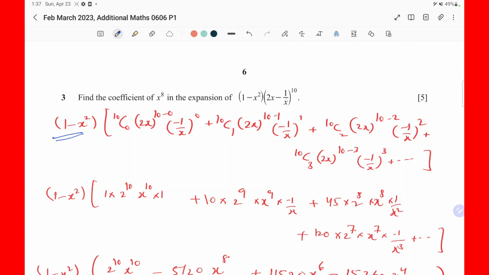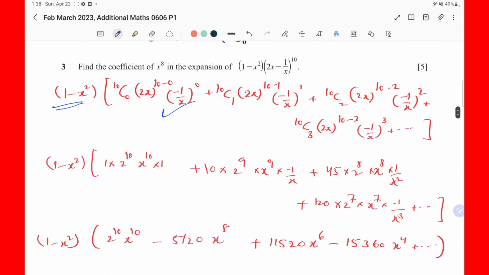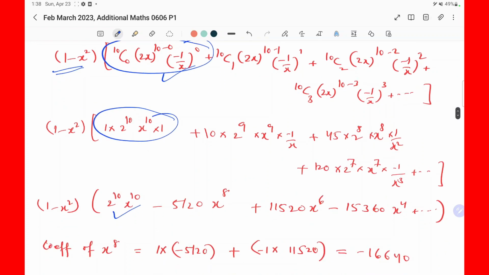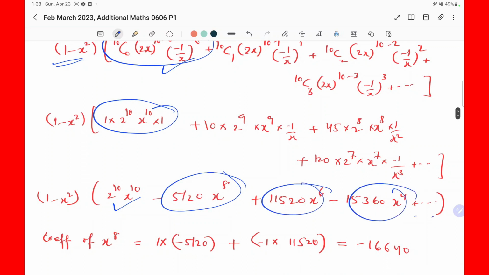So 1 minus x square as it is. Now we know that for the result, if we have a plus b to the power n, then we write nC0, a to the power n minus 0, b to the power 0, right? Then nC1, a to the power n minus 1, b to the power 1, and it goes on. Similarly here, that's 10C0, 2x to the power 10 minus 0, minus 1 over x to the power 0, and similarly I explained. Now here I calculated this, which is finally 2 to the power 10, x to the power 10, then second term is this, third term is this, fourth term is this, it goes on.